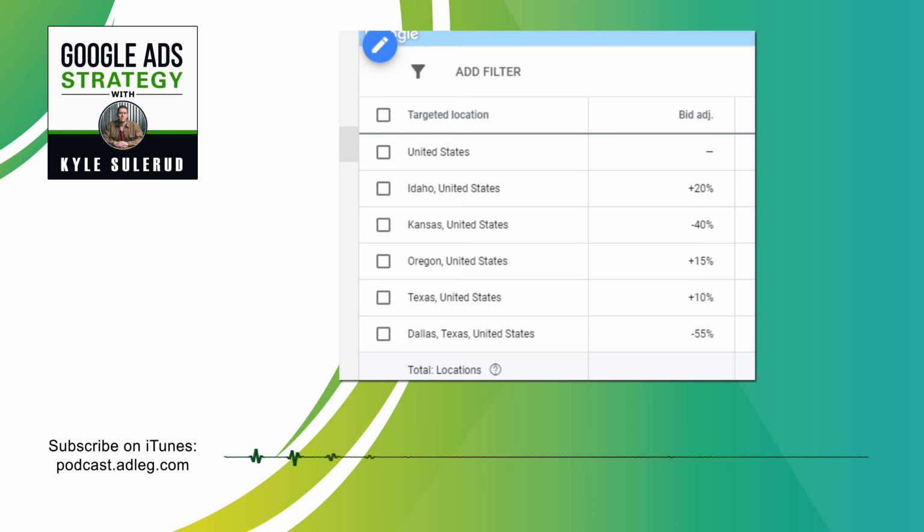What you might do is still target those farther away areas with a negative bid adjustment on those because you figured out that traffic is worth something to you. It's just not worth as much as people who are closest to you. So you could put a negative bid adjustment on the further out locations.